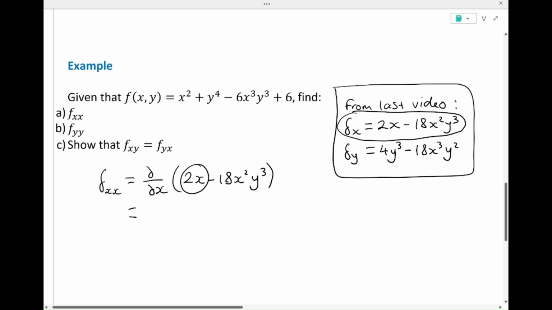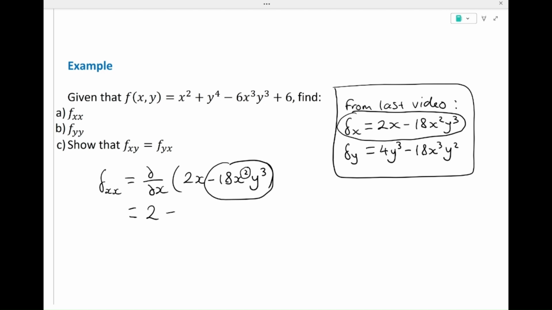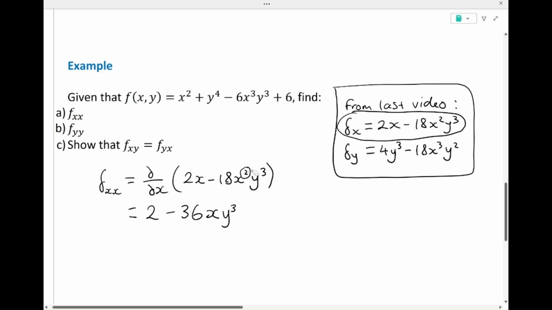So for the 2x, that's just going to become 2, because x is a variable term. Then our other term also has x in it, so once again, it's a variable term. The power of x is what we focus on, it's 2. So I'm going to multiply by 2 to get negative 36. Then x will now be to the power of 1, and the y will still be to the power of 3. And that would be my final answer.